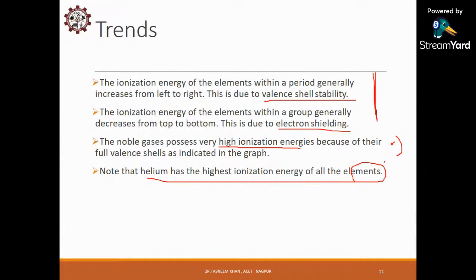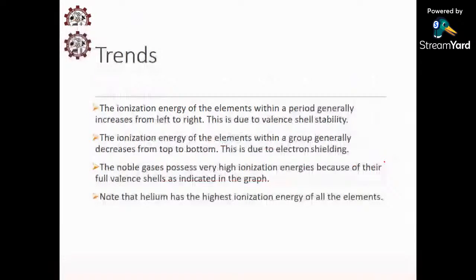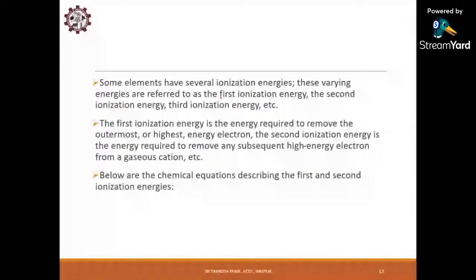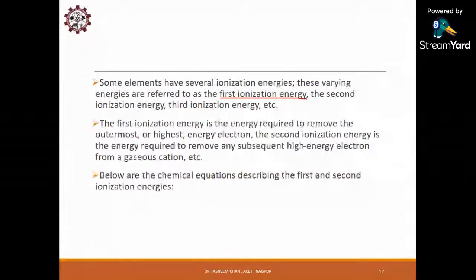ठीक है, sorry. So some elements have several ionization energies. ठीक है, so these varying energies are referred to as first ionization energy, second, third, and so on and so forth. The first ionization energy is the energy which is required to remove the outermost or the highest energy electron. The second ionization energy is the energy which is required to remove the second highest energy electron from the gaseous cation.